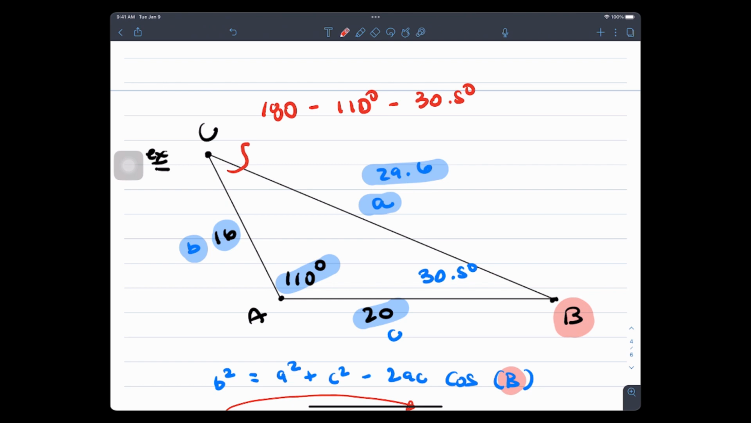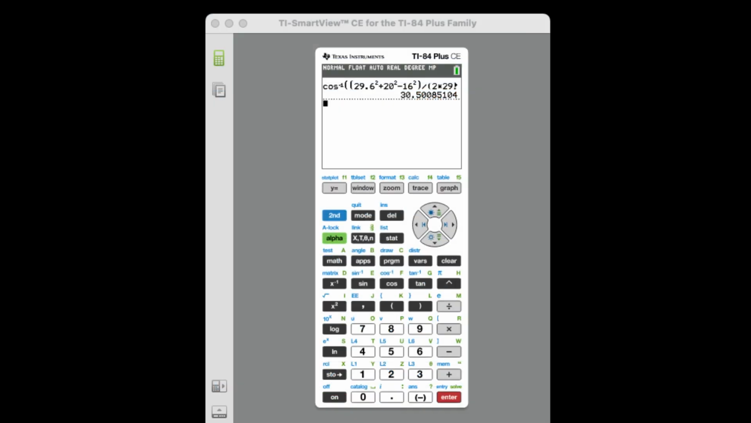So let's go through the calculator again. Okay, TI, where are you? Here you go. 180 minus 110 minus 30.5. What do you end up with?